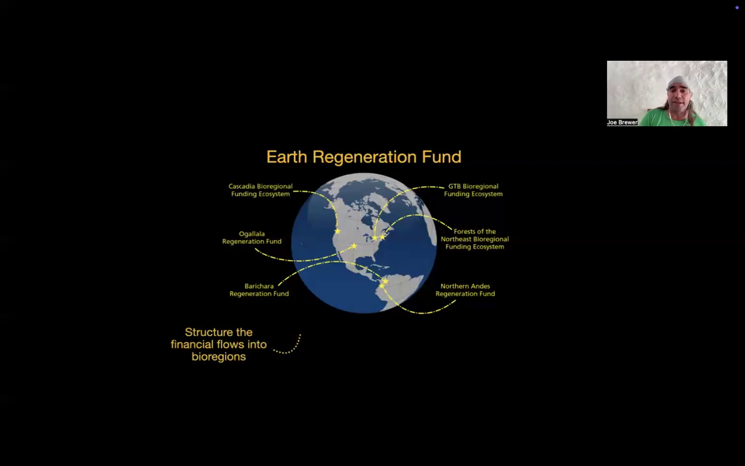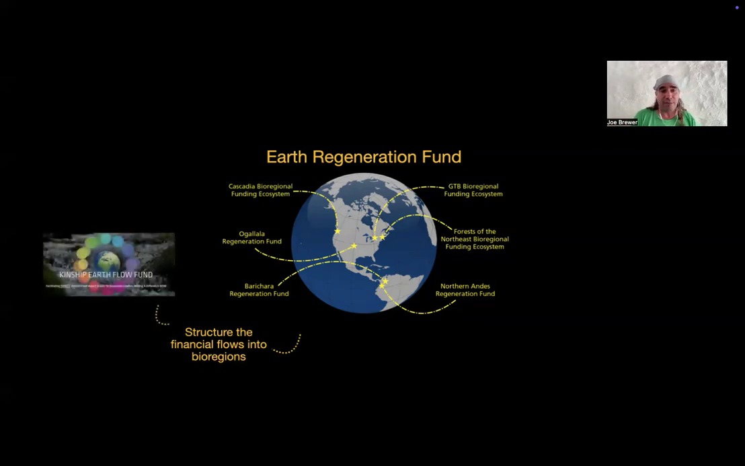And one of the things that we want to do in 2025 is structure new financial flows into bioregions. And we're going to talk about how this is happening through the Kinship Earth Flow Fund and how this is happening through the Global Earth Repair Foundation. So I'll come back and talk about those in this presentation, but one of the goals of the Earth Regeneration Fund is to actually mobilize money and to structure it in a way that it's able to support the regeneration of the Earth through Kinship Earth's flow funds and through the Global Earth Repair convergence and activities that are happening.